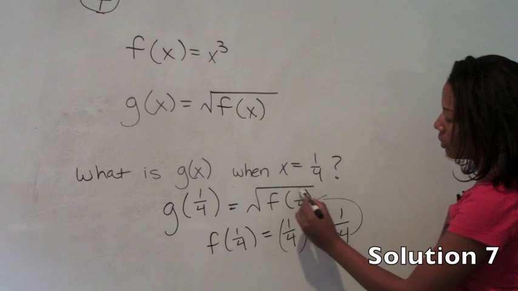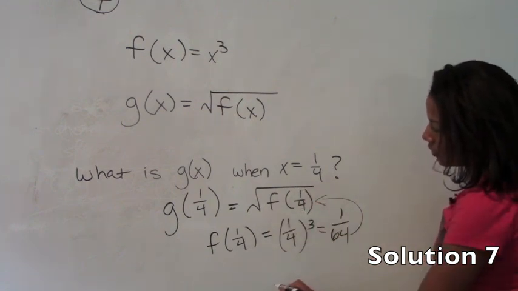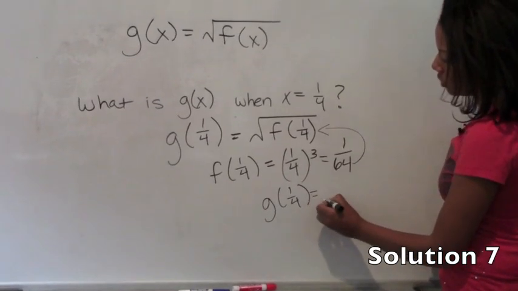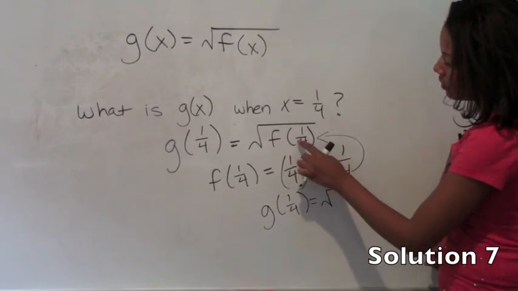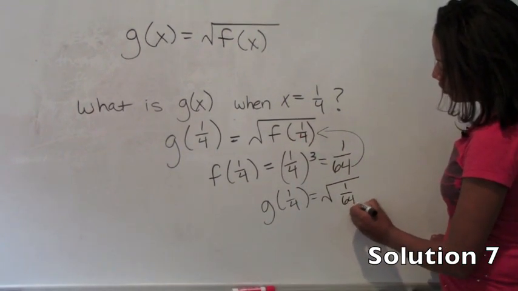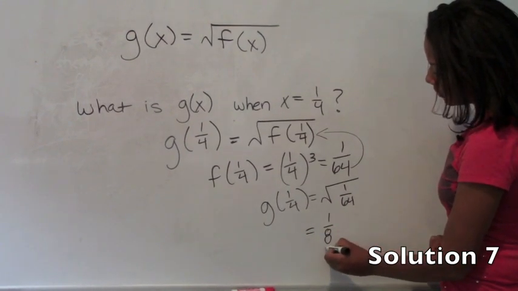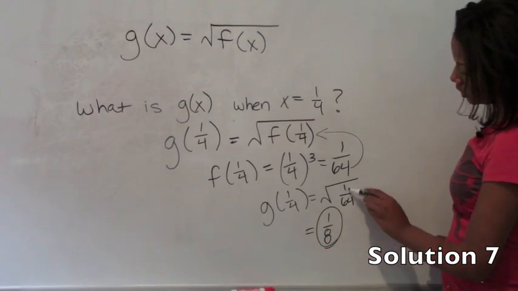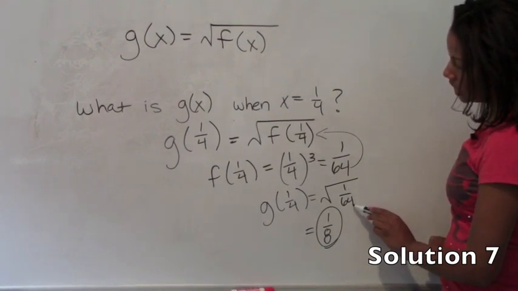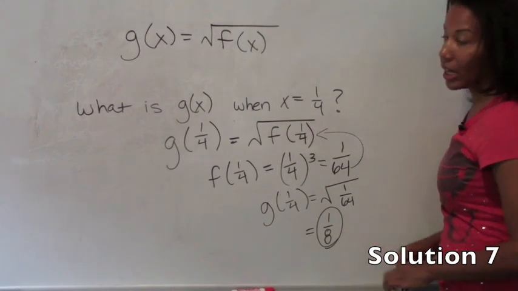So we want the square root of 1/64 to find out what g of 1/4 is. So g of 1/4 is equal to the square root of f of 1/4, which is 1/64, and the square root of 1/64 is simply 1/8. Because we have to take the square root of the numerator, which is 1, and the square root of the denominator, which is 8. So the answer for number 7 is 1/8.